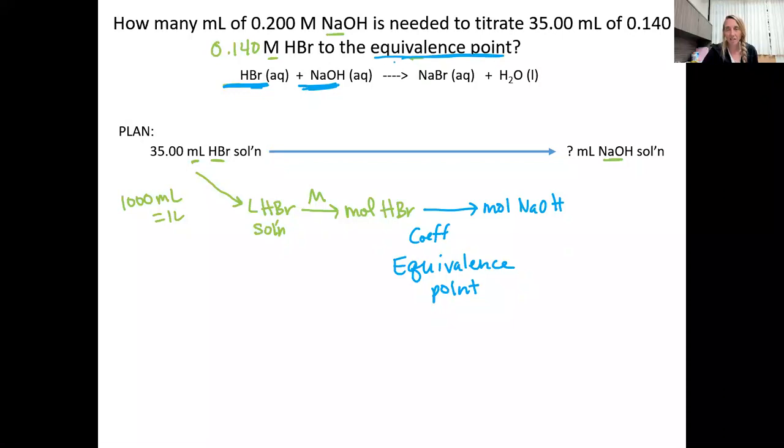That's where this is taken into consideration. The equivalence point is when I react my moles of HBr with my moles of sodium hydroxide. Okay, and then I can follow the steps in reverse. I have moles of sodium hydroxide.